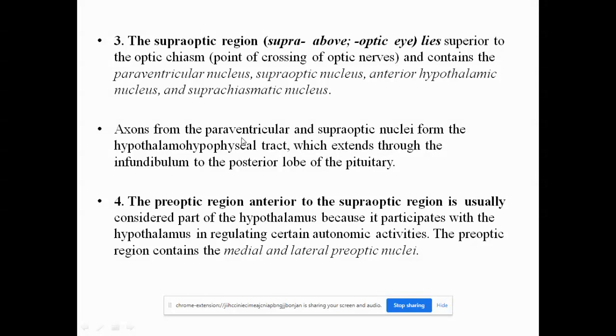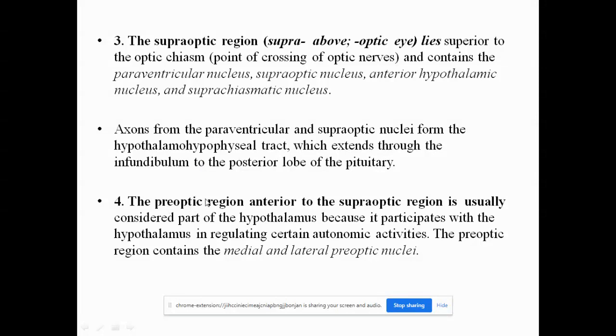Axons from the paraventricular nucleus and the supraoptic nuclei form the hypothalamo-hypophyseal tract and extend through the infundibulum to the pituitary, to the posterior lobe of the pituitary. So, as I have told you, the pituitary has two lobes, anterior lobe and posterior lobe. So the axons coming from the paraventricular and supraoptic nuclei will reach the pituitary through the infundibulum.